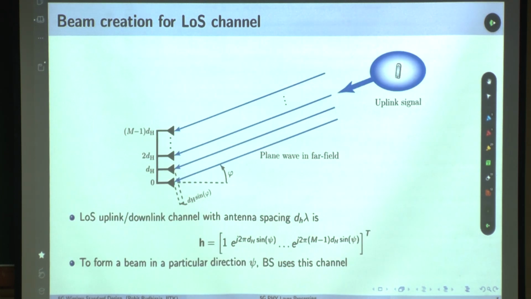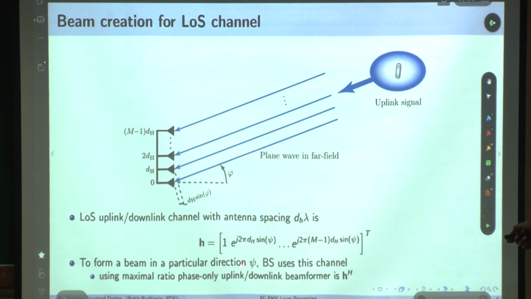So what are we saying here? To form a beam in a particular direction, the base station uses this channel. It doesn't have to estimate this channel. This is a simple line of sight channel, which I have given to you, and this is a channel in a particular direction. So if the base station wants to form a beam in direction phi 1, what will be its precoder? Its precoder will be the Hermitian of this, and it will form a sharp beam in the phi 1 direction. If it wants to form a sharp beam in the phi 2 direction, you change the angle to phi 2. That's what I am saying.